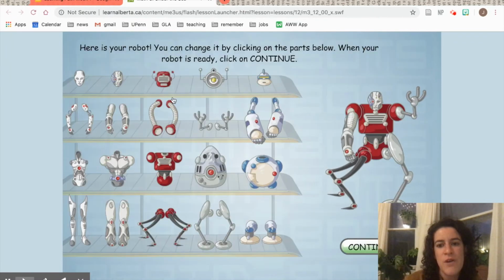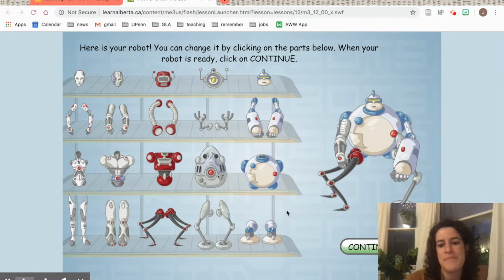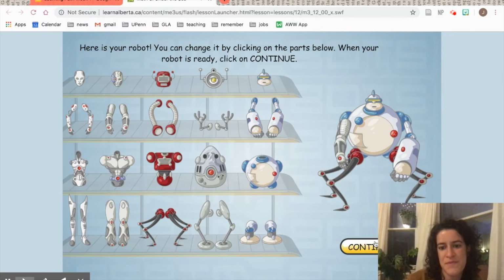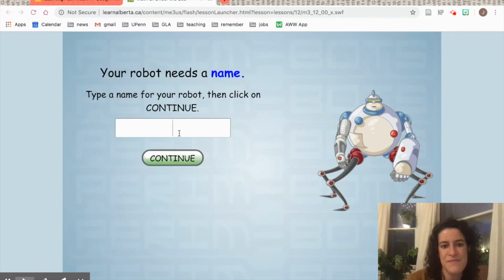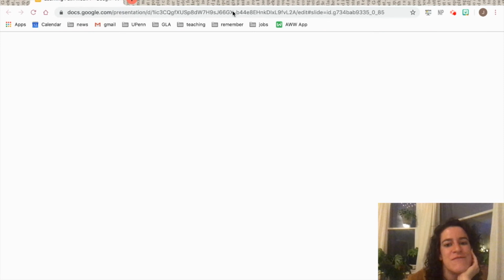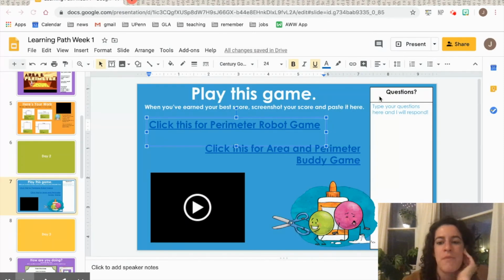And we have a robot. Here's your robot. You can change it by clicking all the parts. So cool. What should we name our robot? No, we're not going to print a robot picture, but I had fun doing that game. I hope you guys followed along and practiced your area and perimeter as we made that robot.